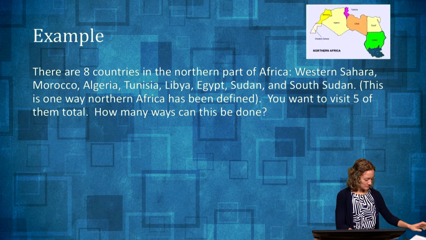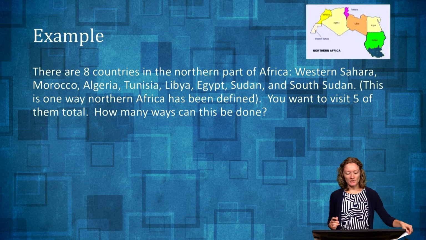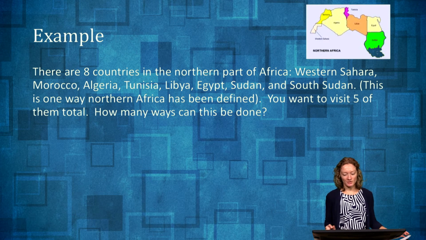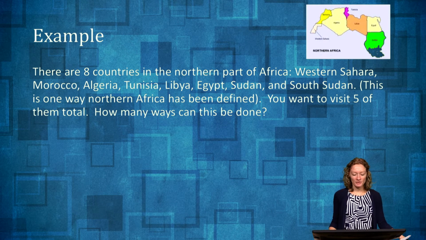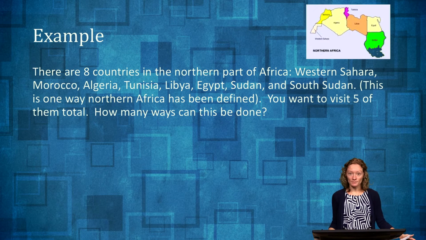One more example. There are 8 countries in the northern part of Africa. We have Western Sahara, Morocco, Algeria, Tunisia, Libya, Egypt, Sudan, and South Sudan. This is one way northern Africa has been defined. In different places, they define it different ways. We're just going to go with this definition for this question. Let's say you want to visit 5 of them total. How many different ways can this be done?